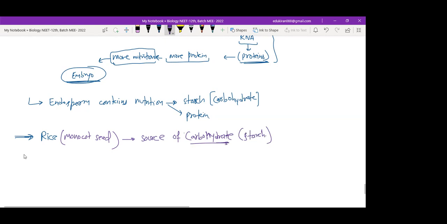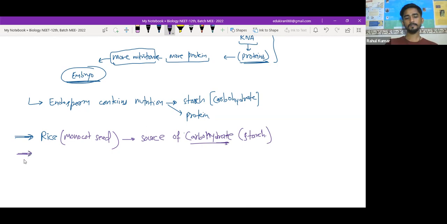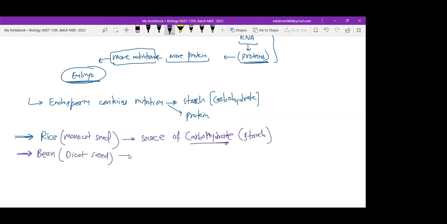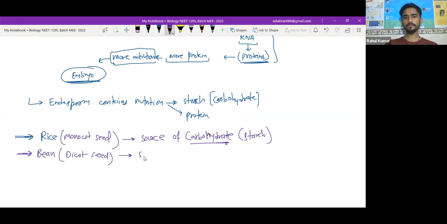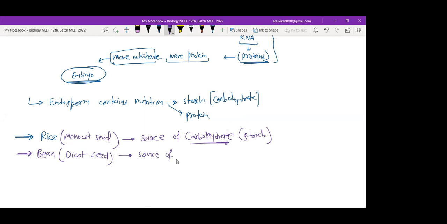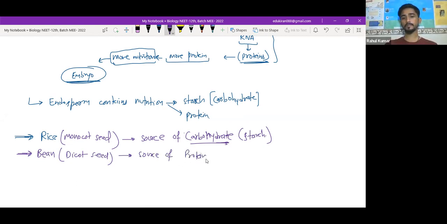Let me take an example of another seed, which is pulses, like any dal, or let's say bean. What is bean? Bean is a dicot seed. It is a source of all the dal, pulses, or your rajma is a source of proteins. Yes, we do not call them a source of carbohydrate, right? They are a source of protein. So what happened that one seed is a source of carbohydrate, other seed is a source of protein. What happened to the carbohydrate of this dicot seed? What happened to the starch component? Because this is the major component, right? The first important component is starch, then it also has proteins.